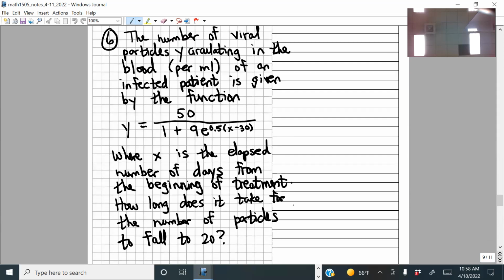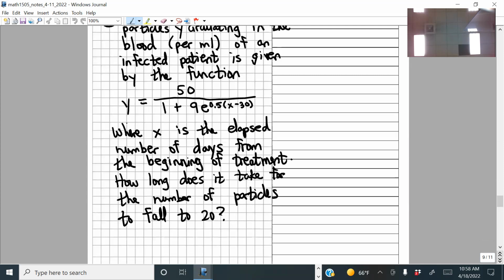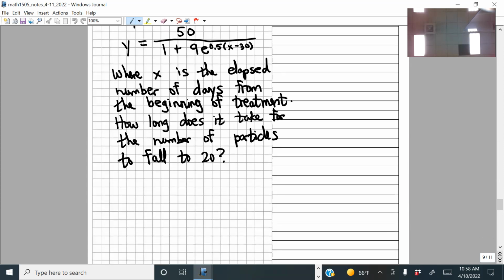See, we want the number of particles to fall to 20. Yeah, 20 for y, right? Because in the equation, y is the virus particles, correct? So you just put 20 in for y, and that leaves you with an equation to solve for x, which is the number of days. So that looks like a terrible equation.